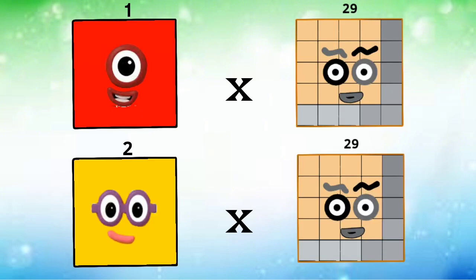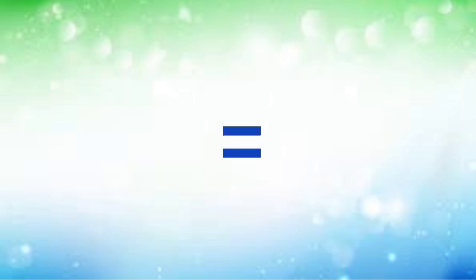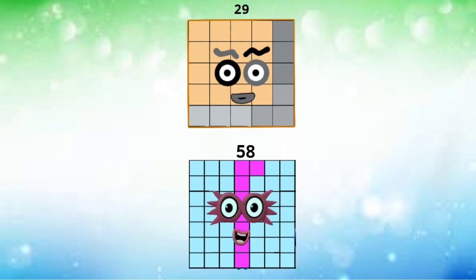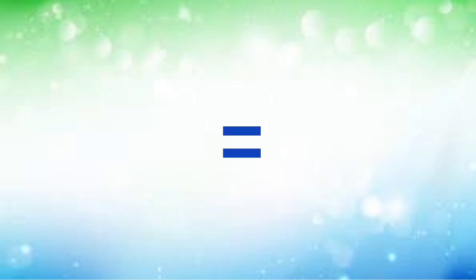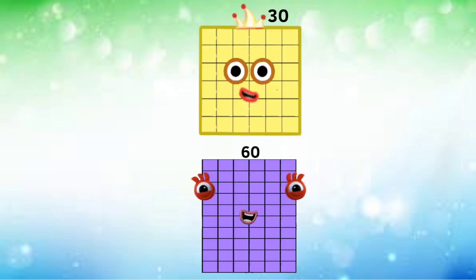Number blocks 1 and 2 times 29 equal 29 and 58. Number blocks 1 and 2 times 30 equal 30 and 60.